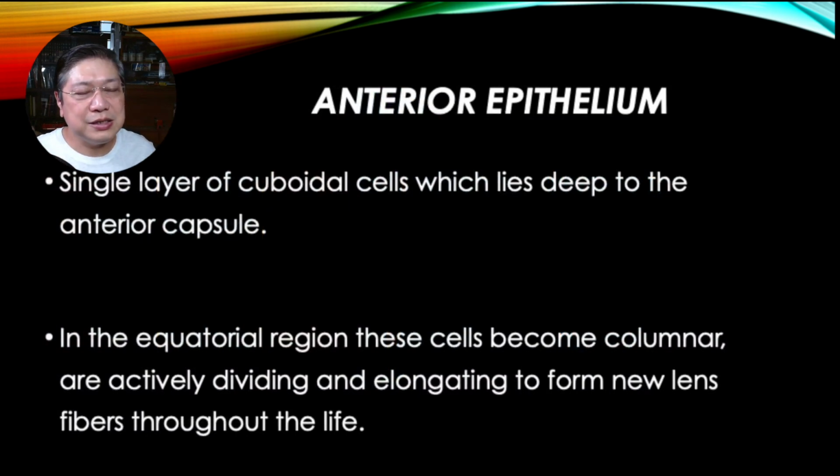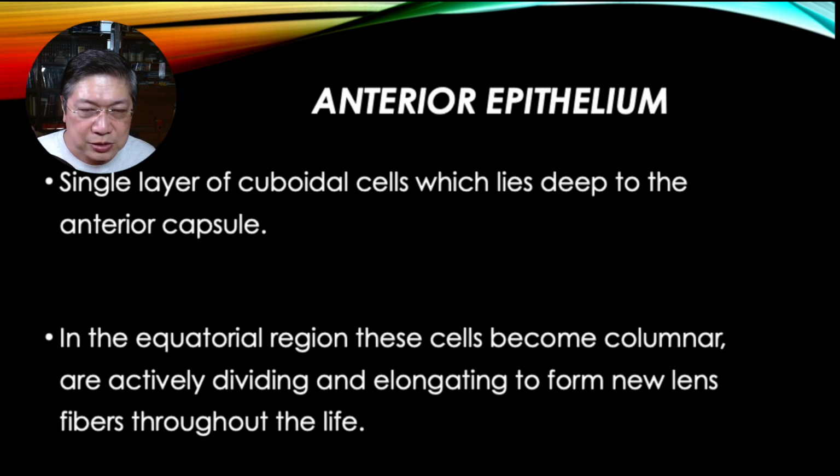Now, your lens is particularly unique in that it has a single layer of cuboidal cells just beneath the anterior capsule. That is the only living area in your entire lens. That single layer of cuboidal cells is the only part of the lens where you can find a nucleus inside the cells, because when those cells reach the equatorial regions, they start to lose that nucleus, become columnar, and become fiber.